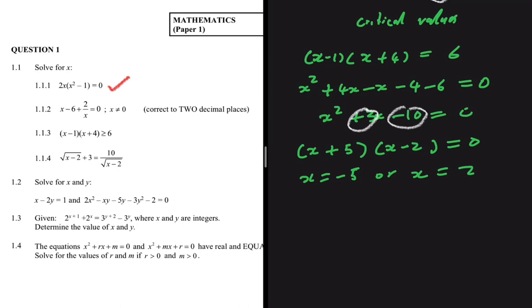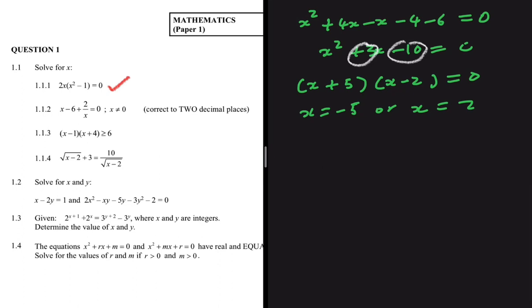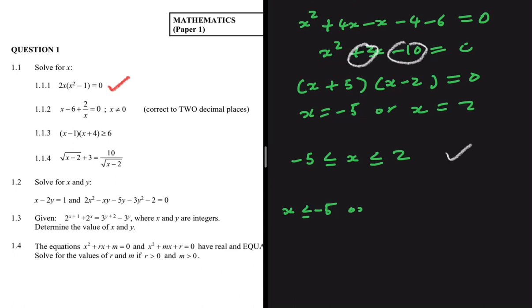At this point, we have two possible solutions. It's either x lies between these two numbers, so it's either we have minus 5 and something like this, this is our solution, or we have x being less than or equal to minus 5, or x being greater than or equal to 2. These are our two possible solutions. So how do we find out which solution is correct in our case?